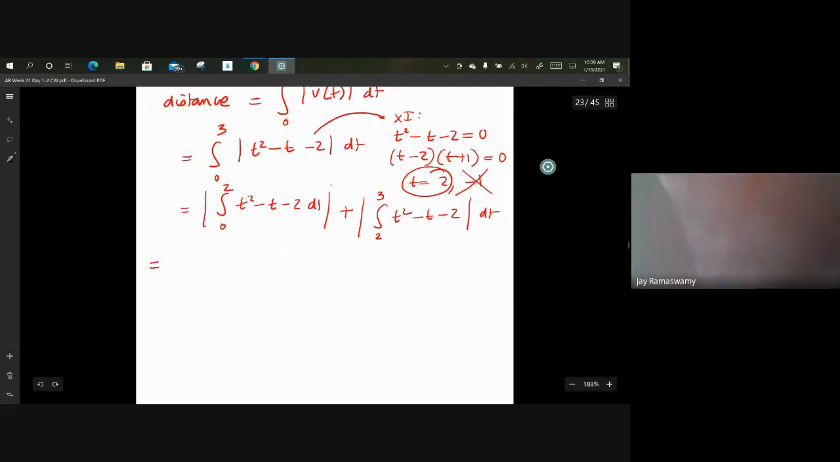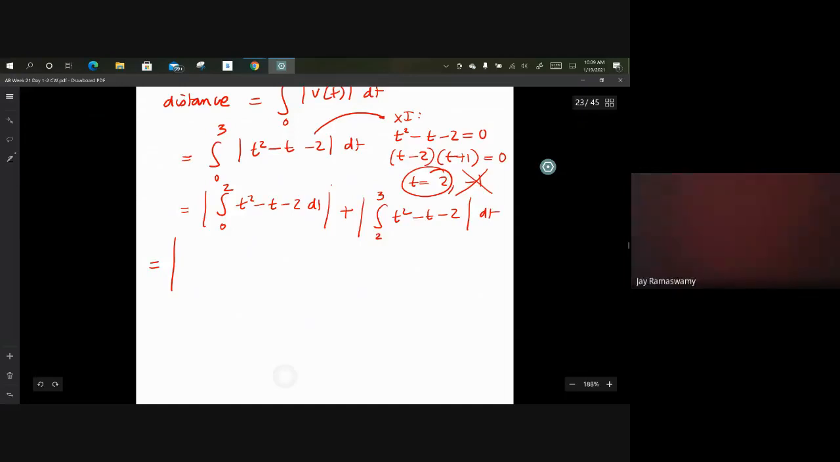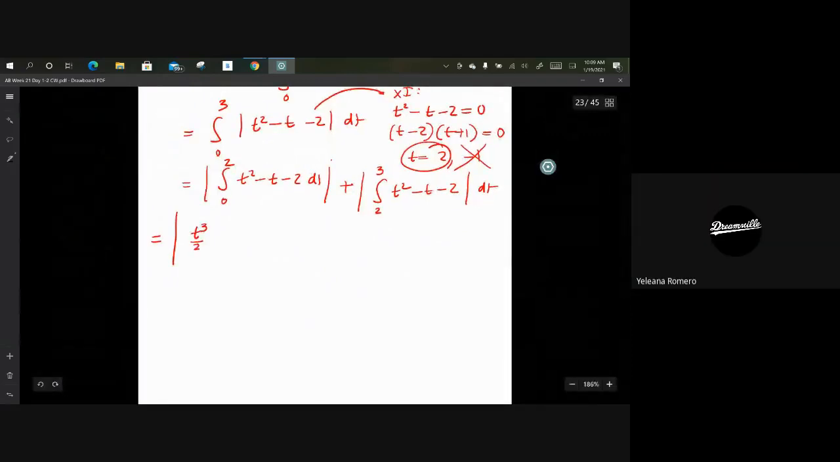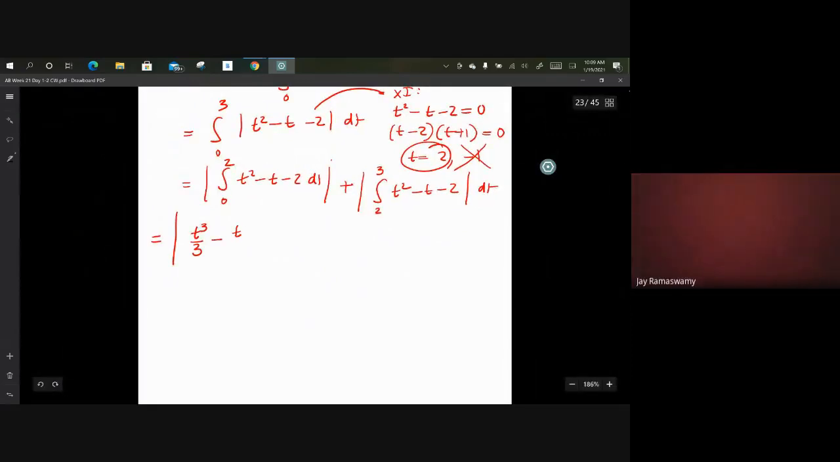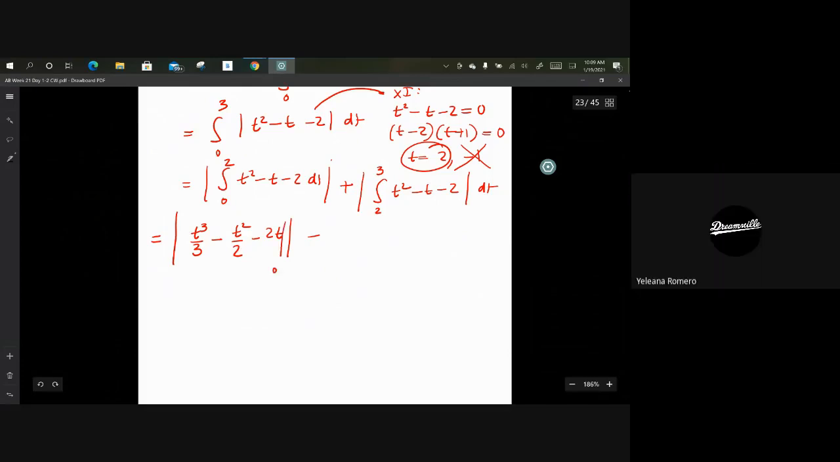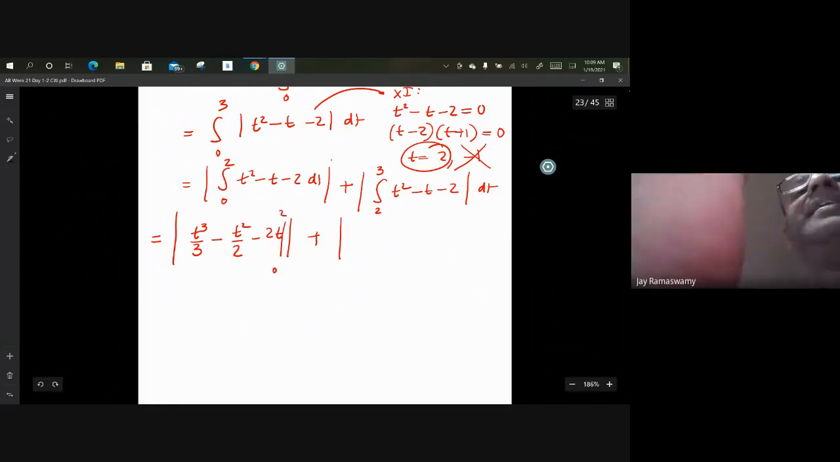Okay, let's integrate. If you write the absolute value correctly every time, you won't make typos. Integral of t squared is t cubed over 3, minus t squared over 2, minus 2t, lower limit 0, upper limit 2, plus the integral again: t cubed over 3, t squared over 2, minus 2t, lower limit 2, upper limit 3.